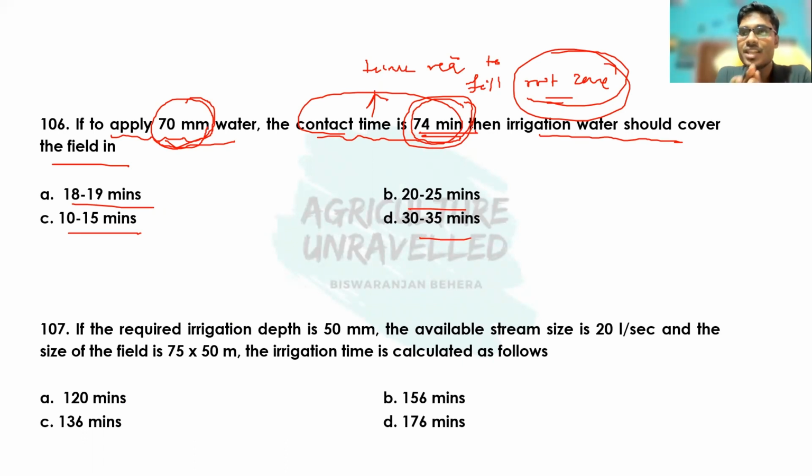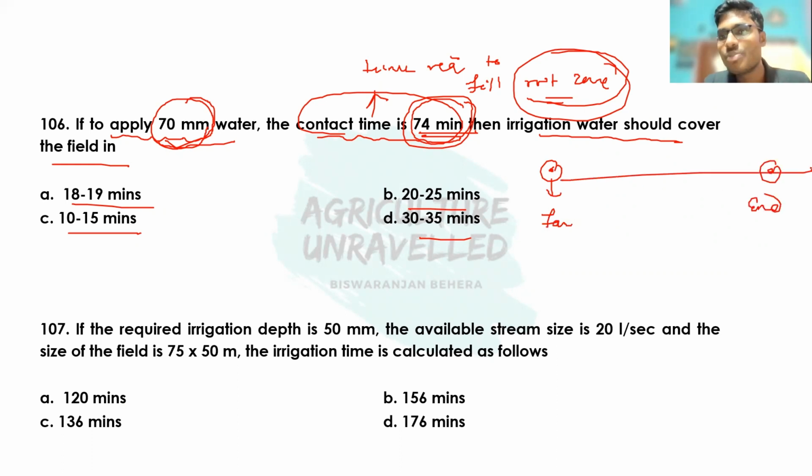Then what should be the optimum requirement of time for reaching water from the farm channel to the end of the furrow? So what should be the time? Okay, so here we'll apply the quarter rule, and quarter rule says that the time requirement for water movement from the farm channel to the end of the furrow is 1/4 of the contact time. So it is 74 into 1/4. So it is 18.5 minutes.